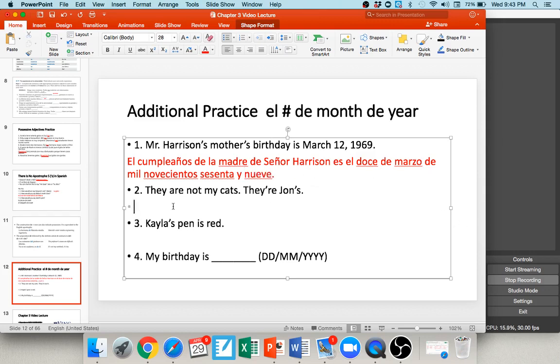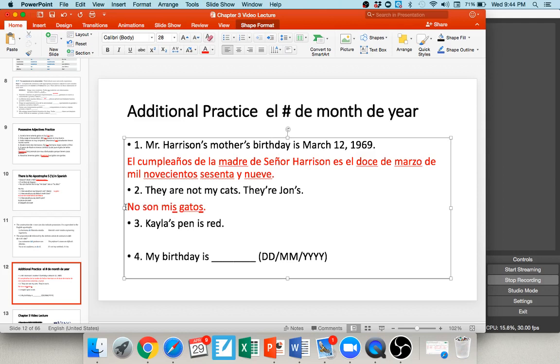Okay, here's another example. They are not my cats, they're John's. Remember, we don't have an apostrophe S, so they are not my cats. Ellos no son mis gatos. Your my here became mis because we had multiple cats, gatos, so this had to be plural. Ellos no son mis gatos. The ellos here is also not necessarily required, but a lot of speakers of Spanish 1, as they start out, like to include the ellos, but a native speaker would probably just say, no son mis gatos.